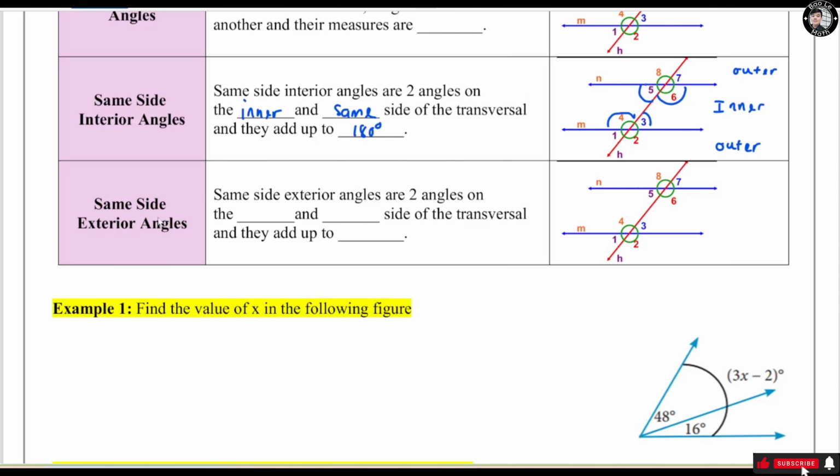Now same side exterior angles are two angles on the outer and same side of the transversal, and they add up to 180 degrees, right? So the outers right here, and they are on the same side, right? So which means angle 7, angle 2, right? Add up to 180 degrees. Angle 8 and angle 1 add up to 180 degrees, right?